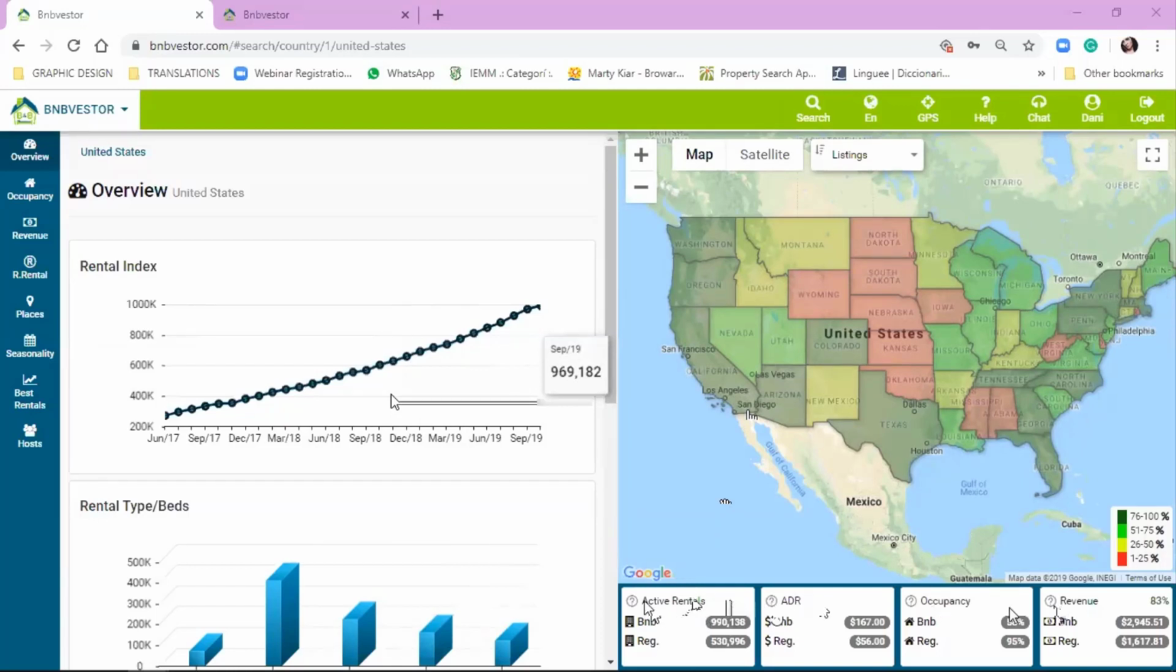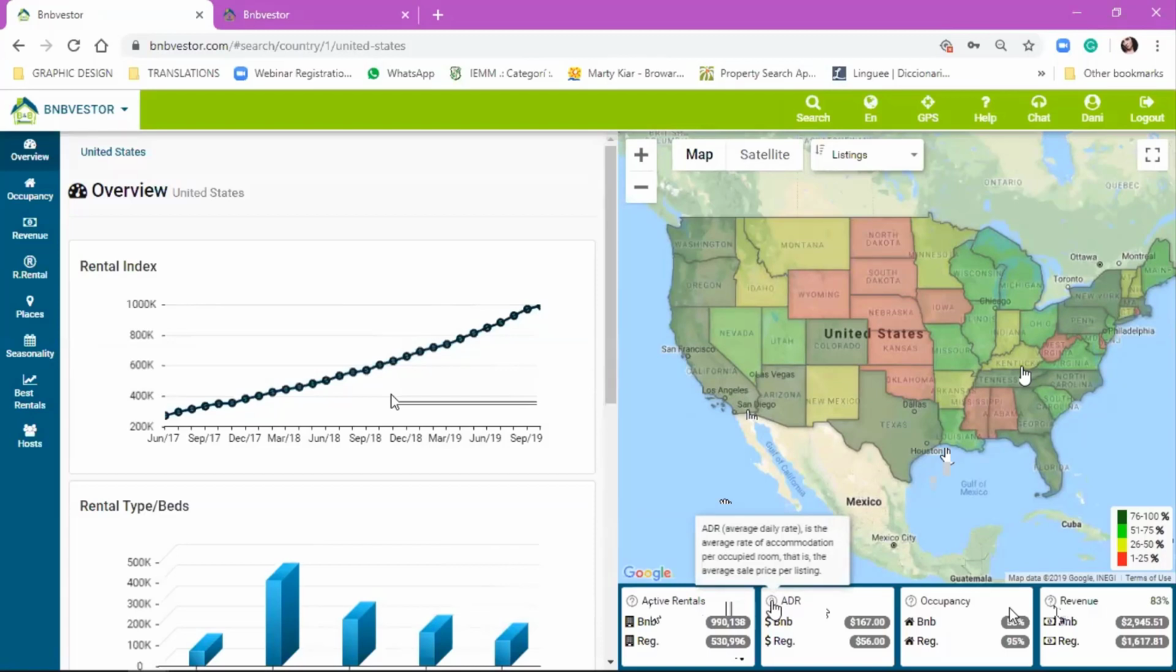We have the active rentals. The active rentals are the number of listings available. In this case, we're looking at the whole United States. So there's currently 990,000 active BNB listings in the whole nation, okay? And then as regular, we have 530,000, almost 31,000 active regular rentals, okay? Then we have ADR with it, which is average daily rate. It's the average rate of accommodation per occupied room. That is the average sale price per listing. Remember, we're talking around the whole US. So the average is $167 for B&B listing per night. And then we have regular rentals for $56.